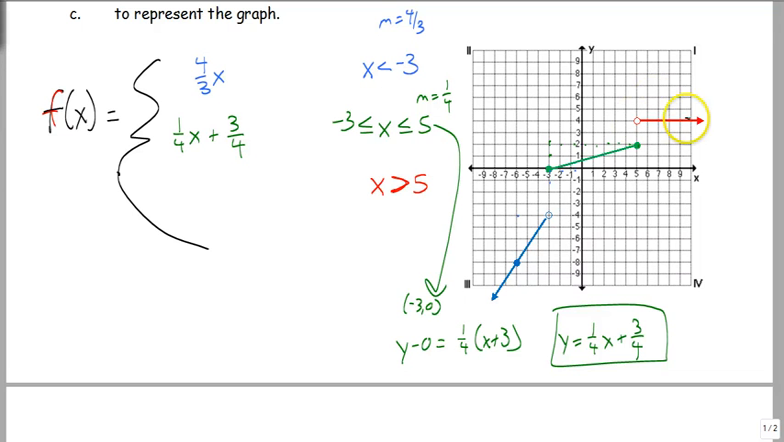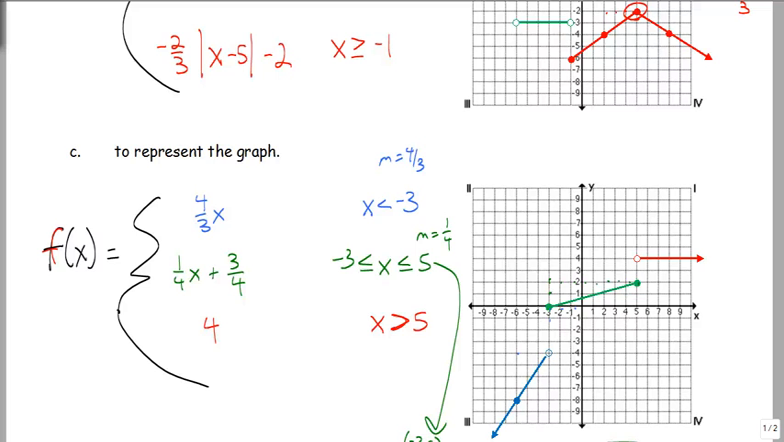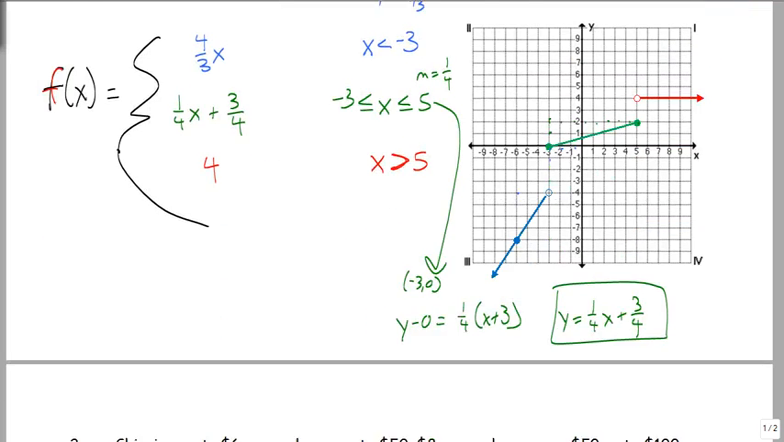Finally, we have a horizontal line. It's at y equals 4, so this is a 4. And that is how you work backwards for those, okay? For graphing when you have those pieces there for you. Okay, just plot them by coming up with the slope and using a point. And then the absolute value, you just have to know the vertex form.